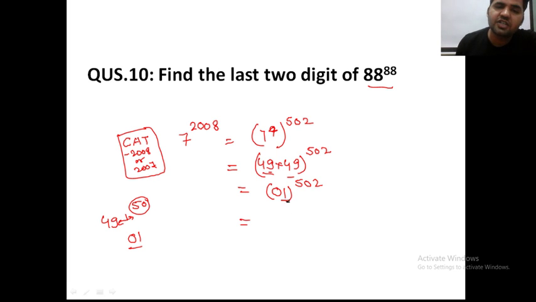Now you have the unit digit as 1. So the unit digit would be 1 and the tens place digit would be 0 into the unit digit of this power. 0 into 2 is 0. So the final answer is 01. So this will be the answer of this question.